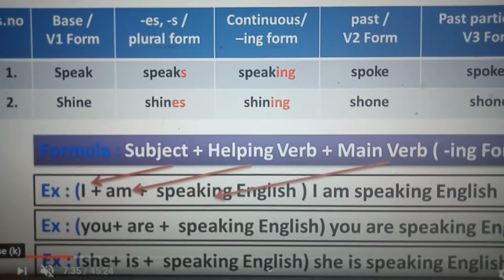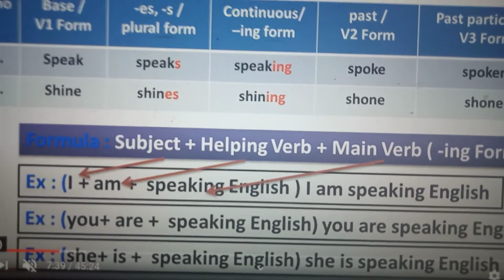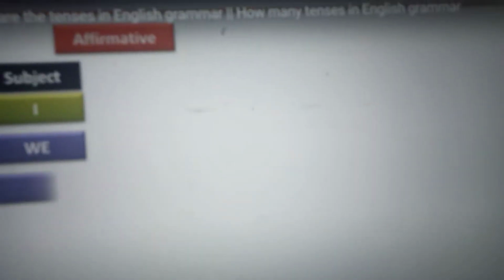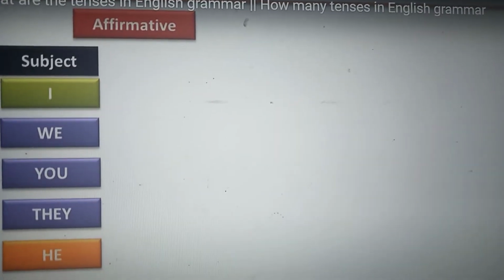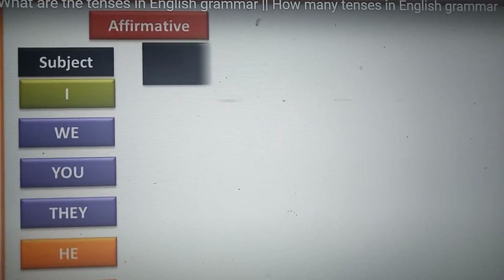You are speaking. She is speaking. Am, is, are. These are the words. In the same way, you are going to learn some examples for continuous, that is affirmative, negative also.